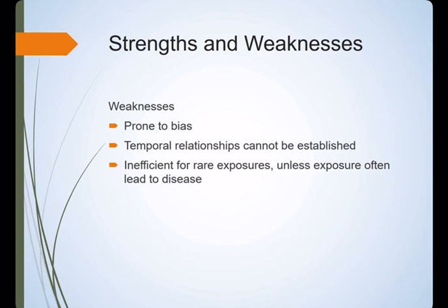The second weakness is that a temporal relationship cannot be established, because we first find out the outcome and then retrospectively find out the exposure. So the temporal relationship between exposure and outcome is restricted, and this is not the usual causal thinking, in which the cause and outcome should be in the right temporal order. It is also not efficient when we want to study a rare exposure, unless the exposure often leads to that disease, because if the exposure is rare, it's very difficult to explore.